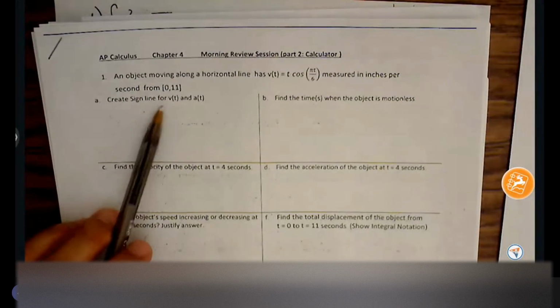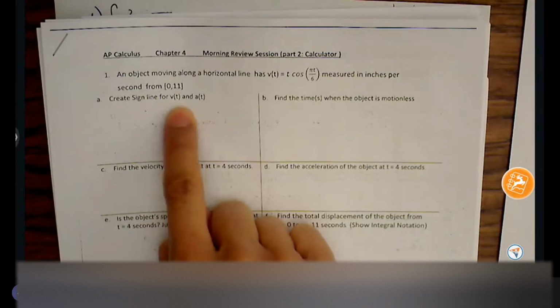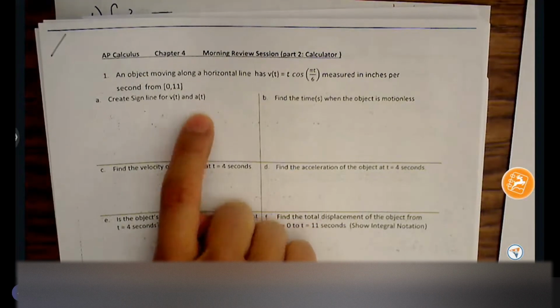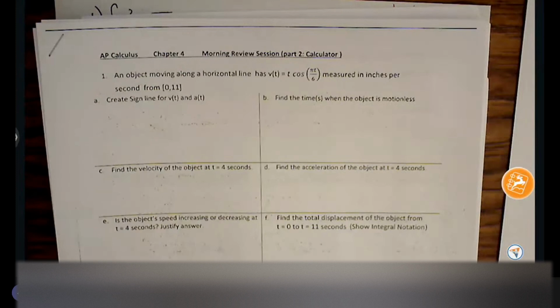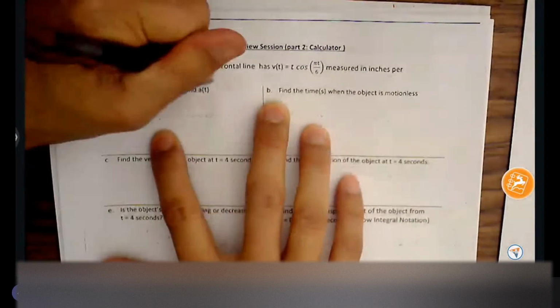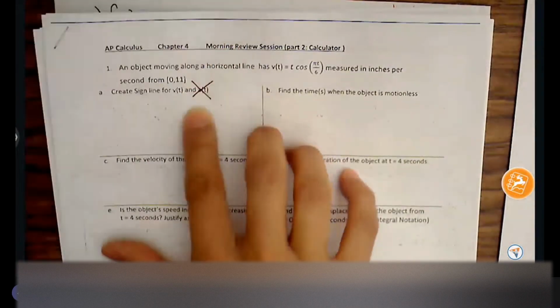Create sign line for velocity and acceleration. I won't ask you to create sign line for acceleration. I mean, we're going to have to eventually do that down the road, but not on this test. So we can ignore this piece here.